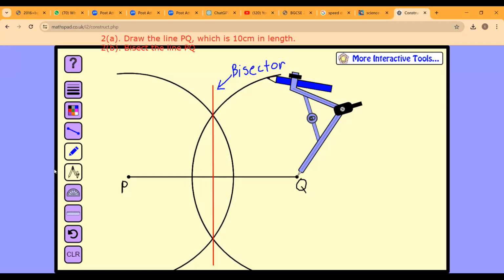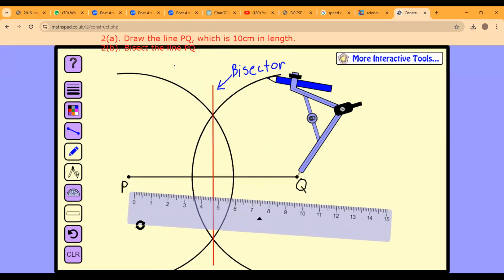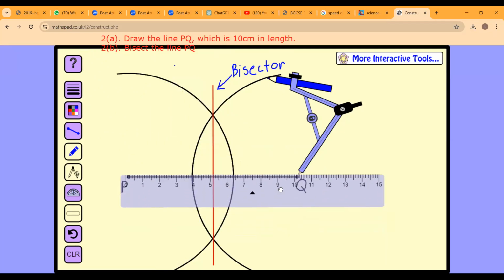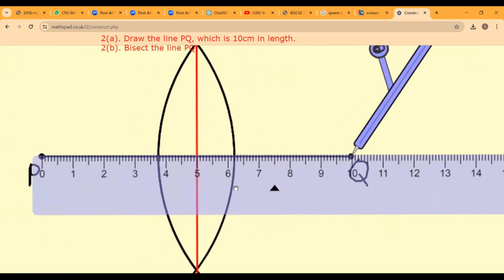Okay, now when we measure it out, right? So let's measure it out. If this is 10 centimeters, what should this from here to here measure? And what does it measure? 5 centimeters. 5 centimeters, very good.